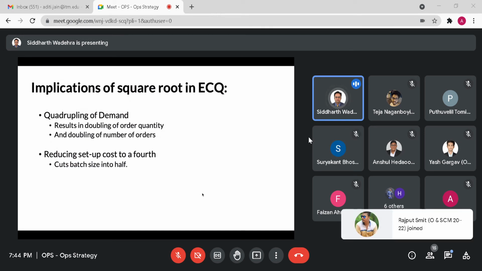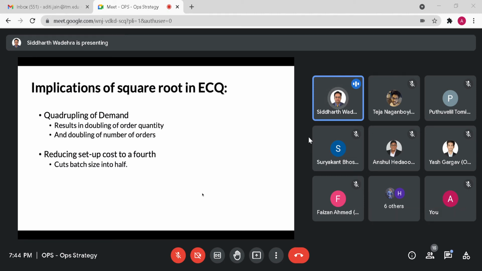On the other hand, the setup cost, which is also in the numerator of the formula, if it becomes a fourth of itself, the batch size is cut to half. So if you want to reduce the batch size to half, you would need to reduce the setup cost, which is where a lot of companies put their attention, in terms of reducing the ordering cost, reducing the setup costs, and so on. If you can reduce that to a fourth of its original, then the batch size is cut to its half.